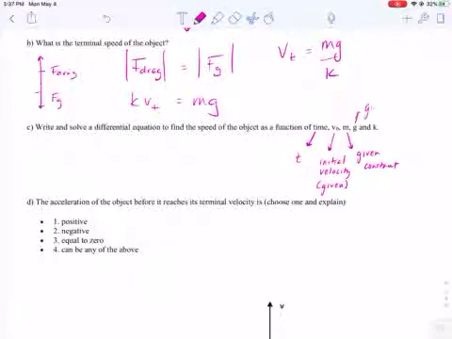G is given and a constant. And K is also a given constant. So V, M, G, K, those are all constants, and I want to keep that in mind when I'm doing calculus. Right?